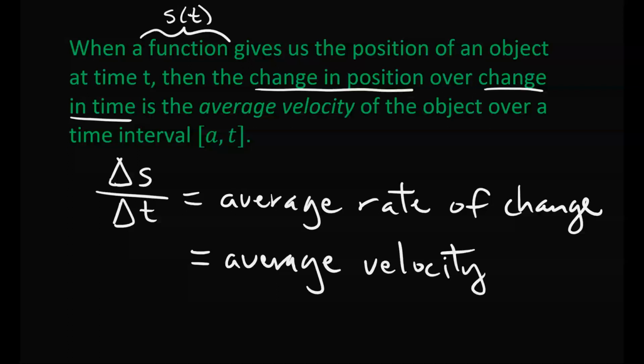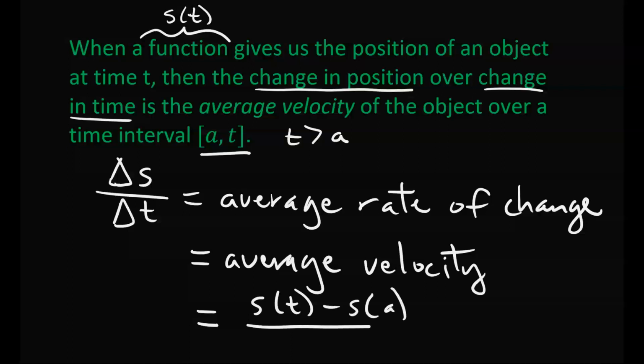And we can spell out what change in s is over the interval a to t. Here we'll just assume that t is a larger number than a, so that we're reading from left to right, but we could switch it around if that wasn't the case. But this would be: change in s is s of t minus s of a, and then change in input is just t minus a.